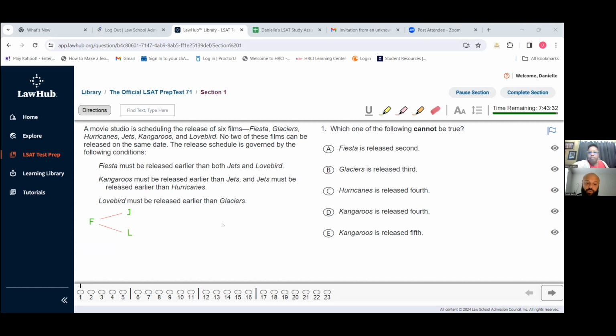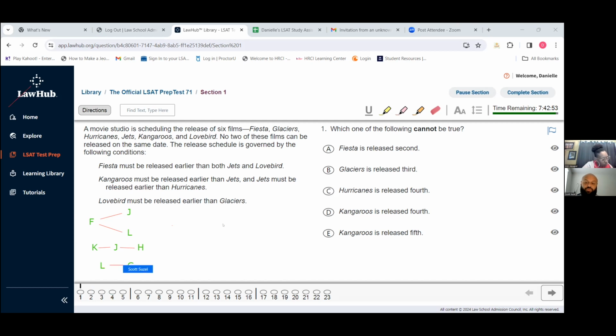The next rule: Kangaroos must be earlier than Jets, and Jets must be released earlier than Hurricanes. So that would look like this: Kangaroo before Jets, and Jets before Hurricanes. And there you go. What about the last one? Lovebirds must be released earlier than Glaciers. So L just needs to be before G. Yep, L before G. And I'll draw a little line in there again.